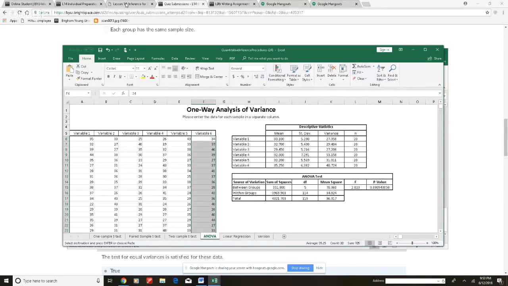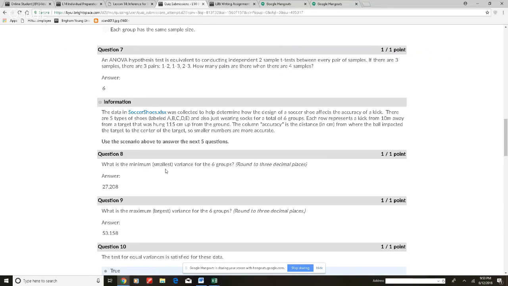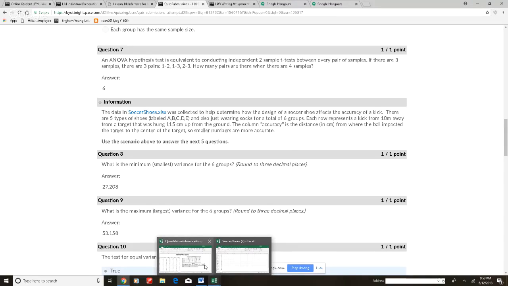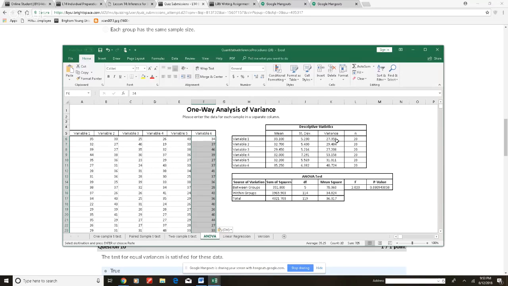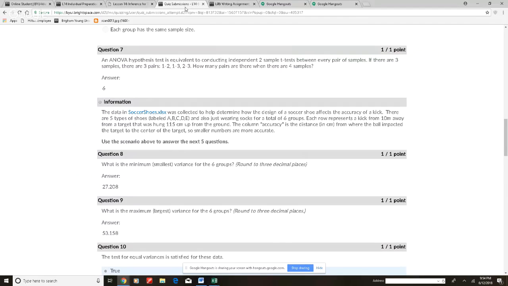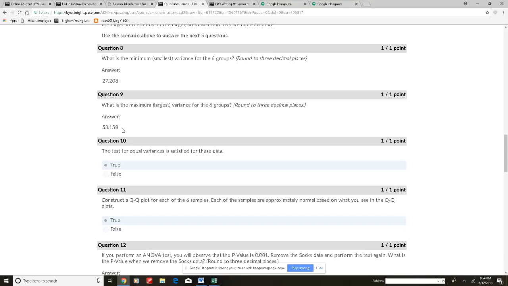So the question, what is the minimum variance for the 6 groups? And 27,208. Right here. Can you see it? Variance and then 27,208. Okay, and then the biggest one would be this one, right? 53.158. Is the equivalence of variances satisfied for this data? True.